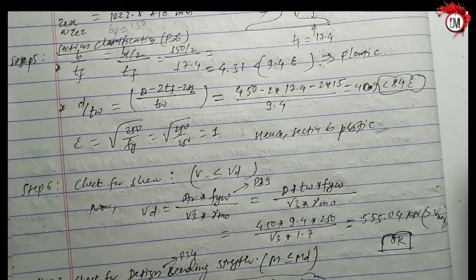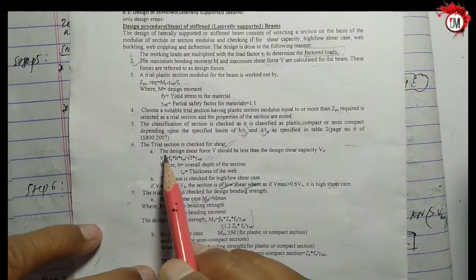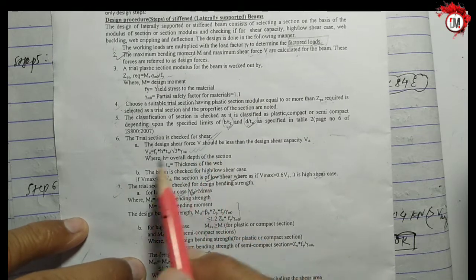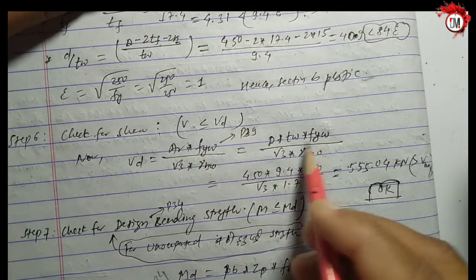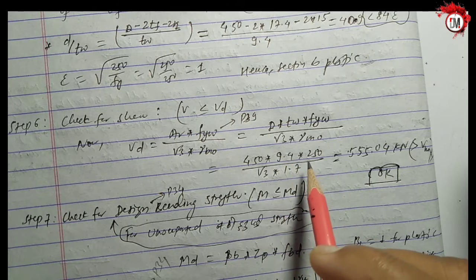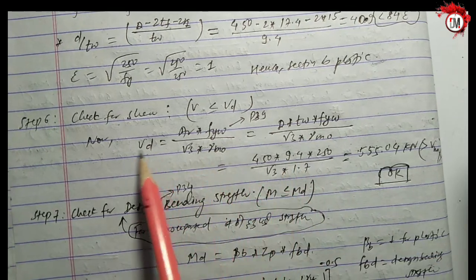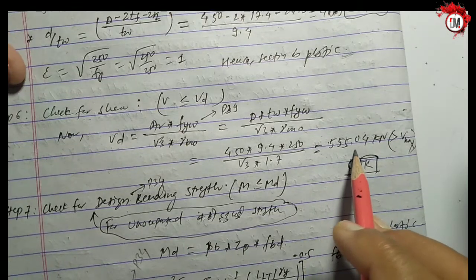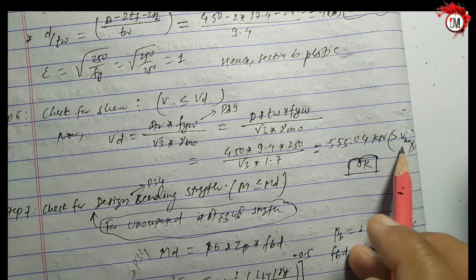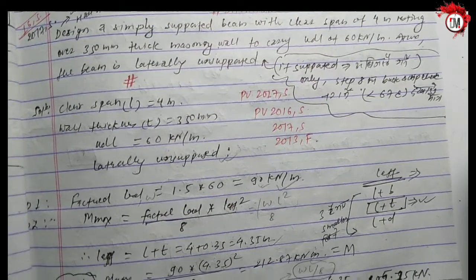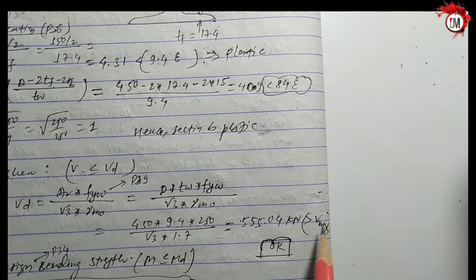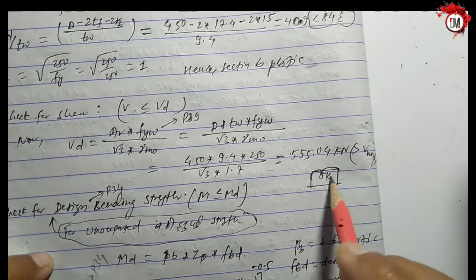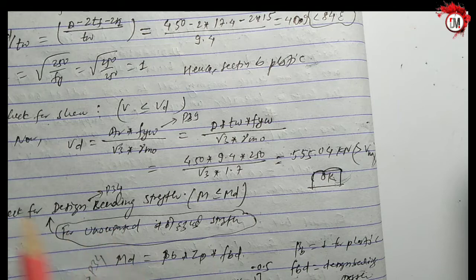Now we will go further to step number 6. What is step number 6? We have to check for shear. For shear, Vd equals Fy into H into Tw by root 3 gamma naught. We already took this formula and put in all the values. After calculating, we will get Vd equal to 553.04 kN, which is greater than V maximum. Our V maximum value was 195.75, so 195.75 is less than 553. So this value will be okay. Our sixth step is also completed.